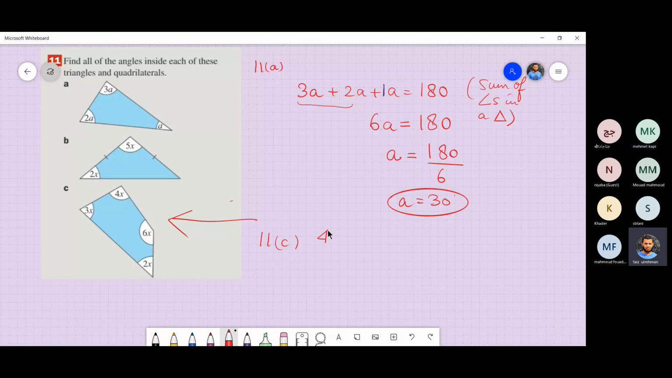It's not 180, it's 360. 15x equals 360. We do 360 divide 15, which brings the answer. Exactly, very good. 4 and 3 is 7, plus 6 and 2, 15. By mistake, I said 180.